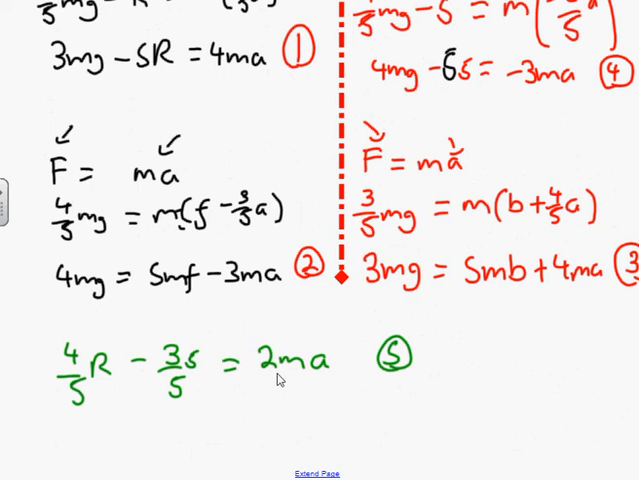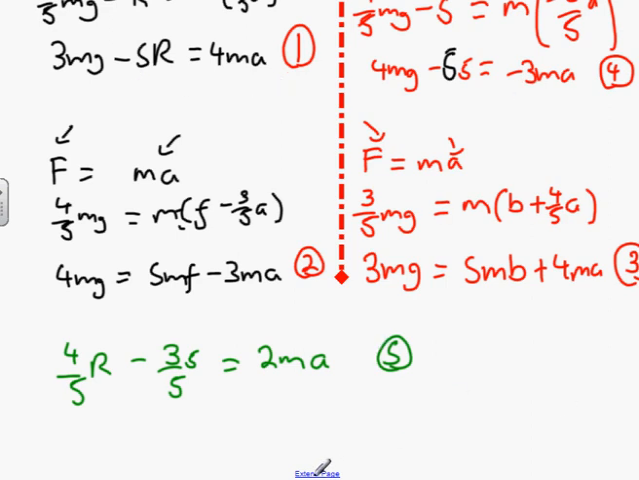Now, the problem we have at the moment is that R and S aren't compatible. Is there a choice of an equation with R and S? Well, we can find out what 5R is using equation 1, and we can find out what S is using equation 4. Have we seen that? Yeah? So, what we're going to do here, guys, is use equation 1 and equation 4.